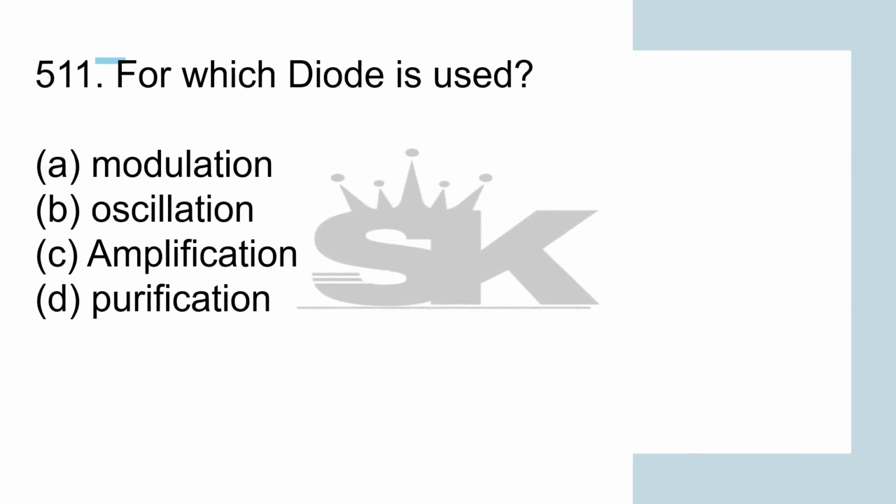For which diode is used? Okay, for which diode is used? A rectifier is a diode that is able to convert the current from AC to DC. Okay, the rectifier is placed in one of the AC lines before the load. Okay, the diode has small leak current whenever it is working. The rectifier is used to purify the circuit. Okay, so here answer is purification.